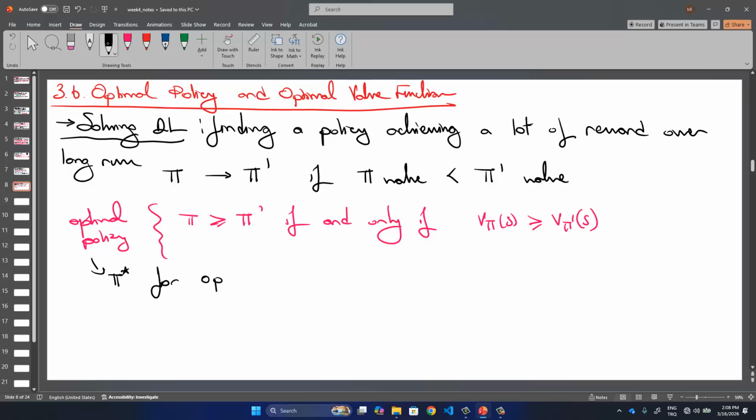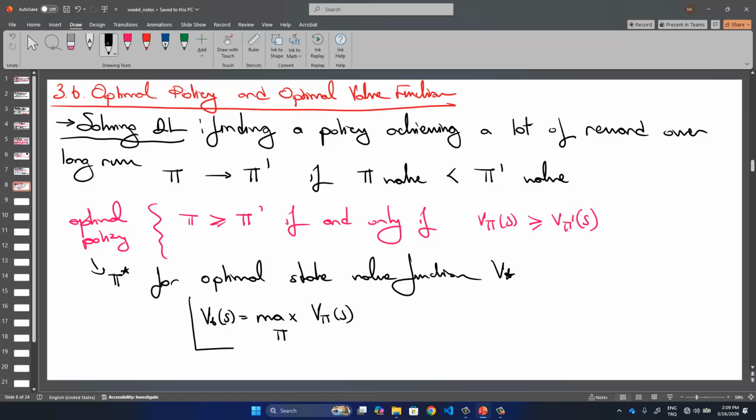And so, for the optimal state value function, v star, given by v star of s, is equal to what? The maximum over the policy pi of v pi of s. In meaningful form, if we have the policy that maximizes the value function v pi, we call it v star. This is the best state value function.